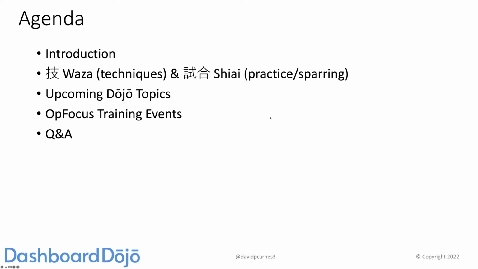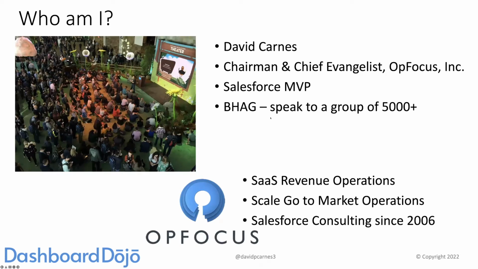All right, so my name is David Carnes. As I mentioned, I'm the chairman and chief evangelist of OpFocus. I've been privileged to be a Salesforce MVP the past year. I try to share something about myself with each one. This is me speaking at Dreamforce in one of the theaters. I think it was 2019. And I have this goal with public speaking. I'd like to speak to a group of over 5,000. So that day's coming, but still working on it.